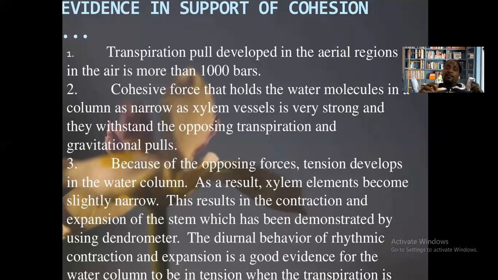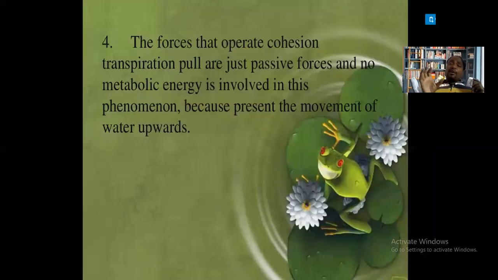As a result of that, the xylem elements become slightly narrow. This results in the contraction and expansion of the stem, which has been demonstrated by using the dendrometer, isn't it? So the contraction and expansion of the vessel takes place because of the cohesive and adhesive forces. The forces that operate the cohesion, that is transpiration pull, are just passive forces, isn't it?